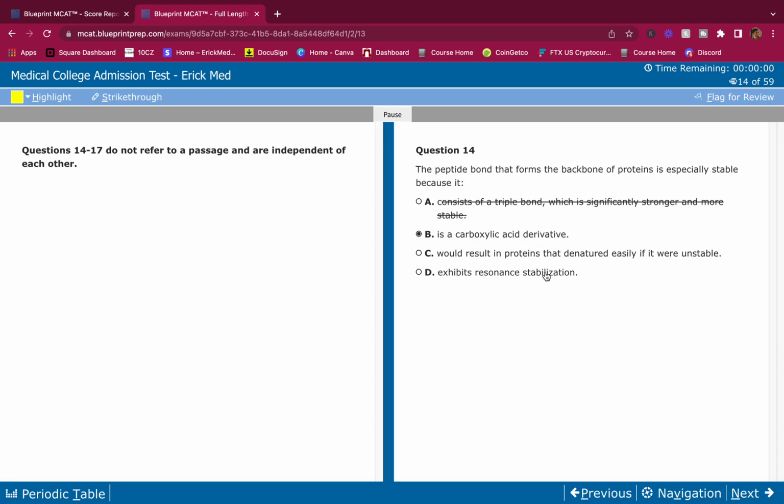Well, let's see if there's a better answer. "Would result in proteins that denature easily if they were unstable." Maybe that could work, but that doesn't really answer the question. "Exhibits resonance stabilization." Yes, this answers the question. They're asking, why is it stable? It's stable because it exhibits resonance stabilization, and that's between the carbonyl, that double bond, and there's a nitrogen attached to it.